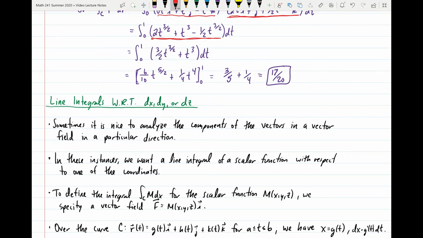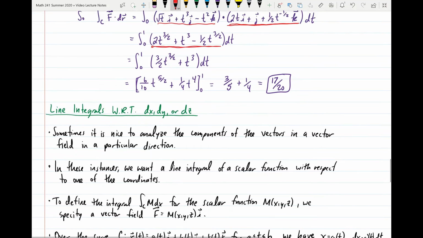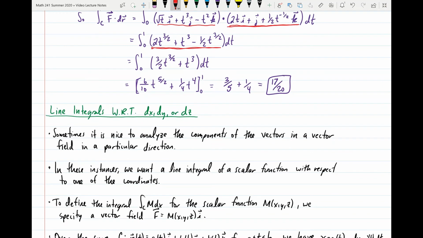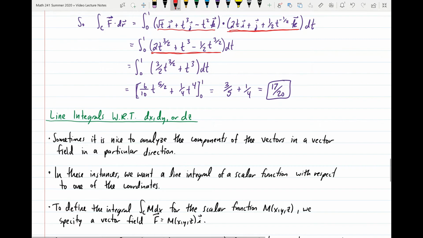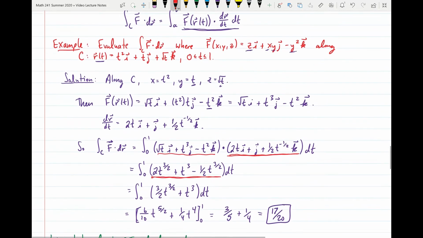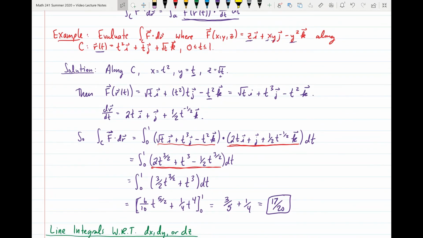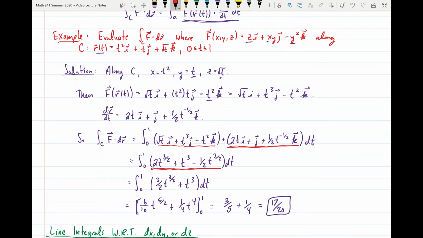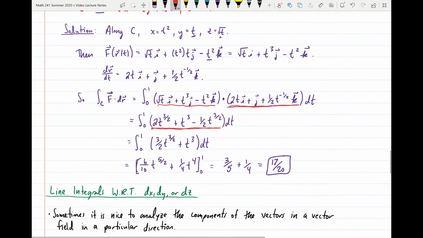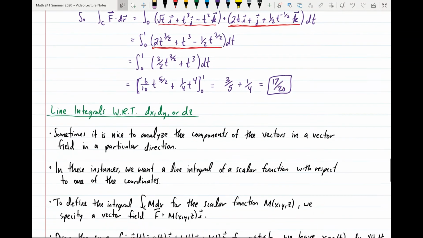We get 6/10 times t to the 5/2 plus 1/4 times t to the 4th, evaluated from 0 to 1. And that'll equal 3/5 plus 1/4, which is ultimately equal to 17/20. So that's our final answer. The line integral of our vector field f over the curve c that's given by the parameterization in our problem statement is equal to 17/20.